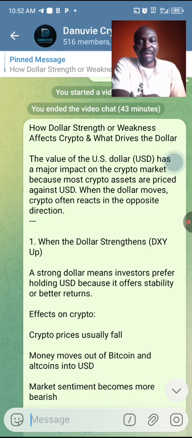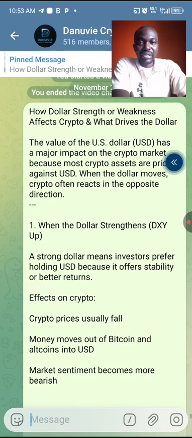So I'm sure most of you will be aware that when the dollar gains strength, crypto actually falls. And when the dollar falls, crypto gains some strength. So we're going to be talking about what actually makes the dollar gain and lose strength, and what actually drives the dollar. So let's go right into the video.